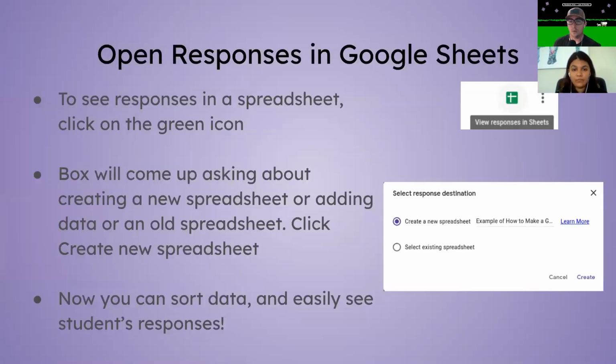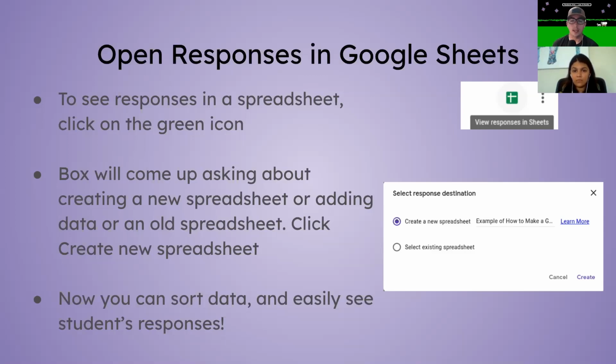And then we're going to talk about open responses in Google Sheets. To see the responses in Google Sheets, like Satara said, you're going to click on that green icon and it's going to say view responses in Sheets. Then a box is going to come up and ask you, do you want to create a new sheet or select an existing sheet? Do you want the data and the responses that are in your form to go to a new spreadsheet, or to a spreadsheet that you've already created?